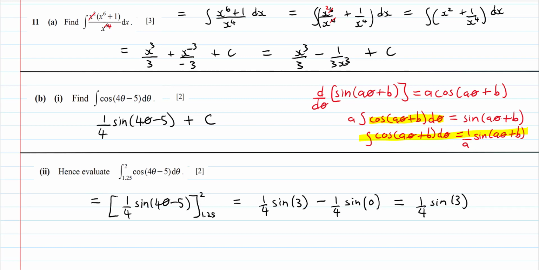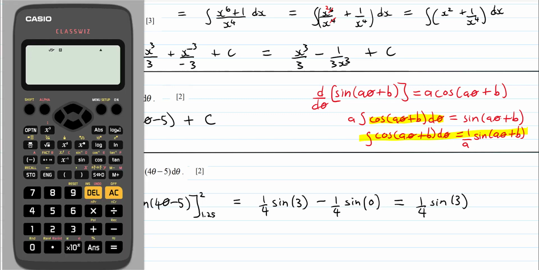And now we'll just work out on our calculator what that would be as a decimal. So just a reminder that when we are doing problems on our calculator involving calculus, that we are in radians mode. So 1 over 4 times sine 3, well, that is just sine 3 over 4, and that is equal to 0.03528, etc. And if we round that to 3 significant figures, then we get 0.0353. That is question 11.